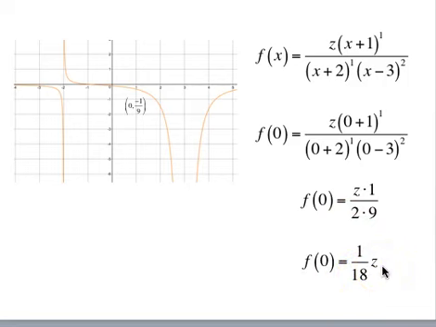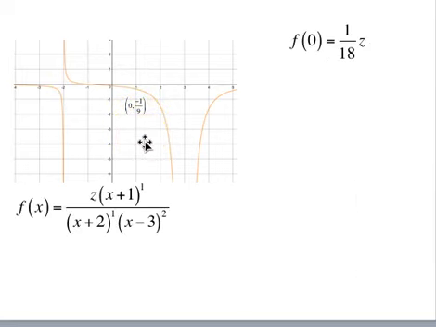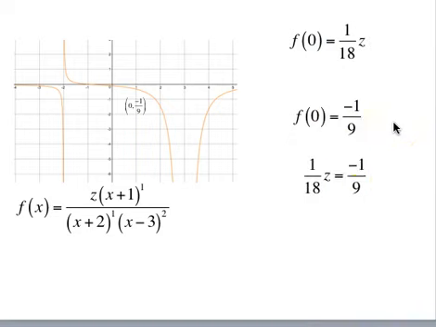But what else is f of 0? Looking at this, f of 0 is -1/9. When this crosses the y-axis, the y value is -1/9. So from this point, f of 0 is -1/9. So again, we know before f of 0 is 1/18 z. From our graph here, f of 0 is -1/9. If both of these things equal f of 0, they have to equal each other. So 1/18 z equals -1/9.